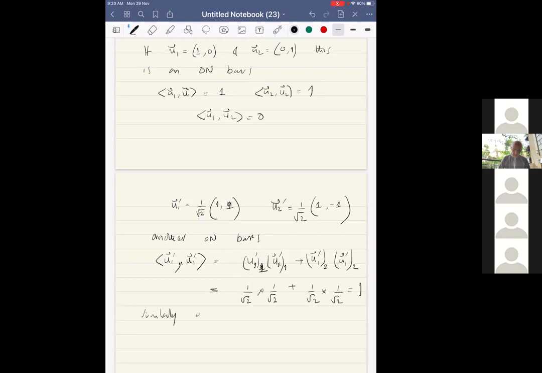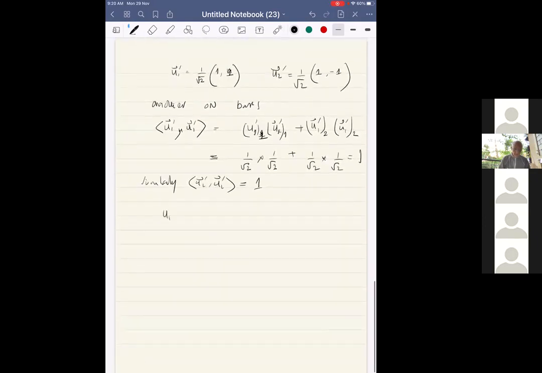Similarly, the inner product of U_2 prime with itself is 1, and the inner product of U_1 prime and U_2 prime is 0. So in pictures, this is the first basis, U_1, U_2, and this is the second basis. Actually, maybe not.